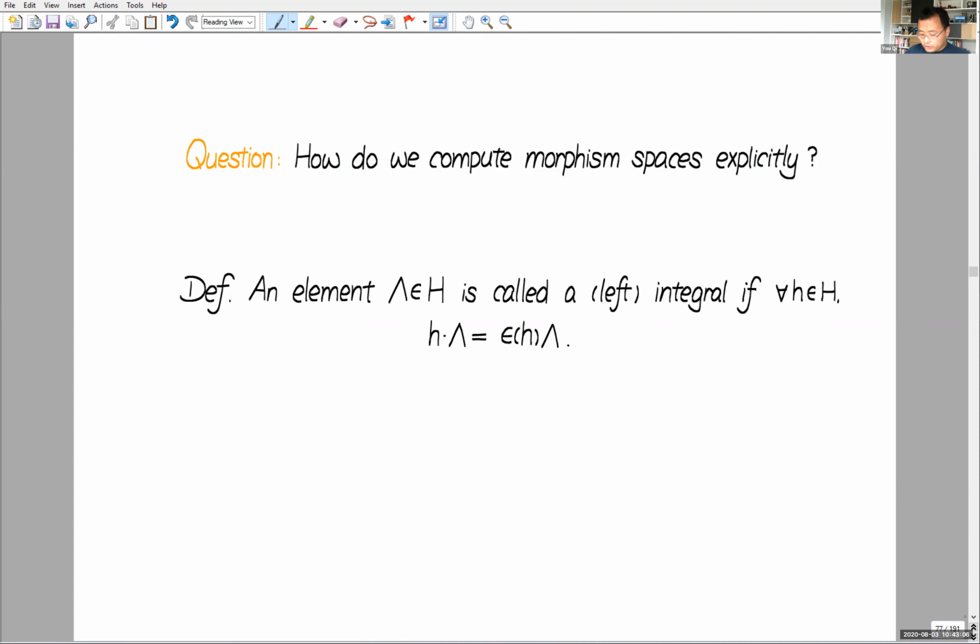To do this, I have to introduce the notion of an integral lambda. So an integral is an element in H. Some people call it the cointegral because it's an integral in the Hopf algebra sense in the dual Hopf algebra H star. But my former advisor Khovanov used this notion integral, so I always call it an integral. So an element is an integral if it spans a trivial representation inside the left regular representation of H acting on itself. So in other words, for any element h in H, h multiplying lambda is just a scalar, epsilon of h, rescaling lambda by epsilon of h. So that's the analog of trivial representation in H module representation theory.